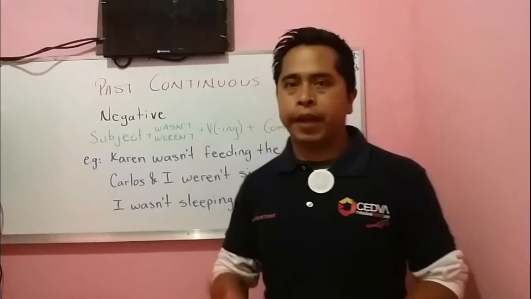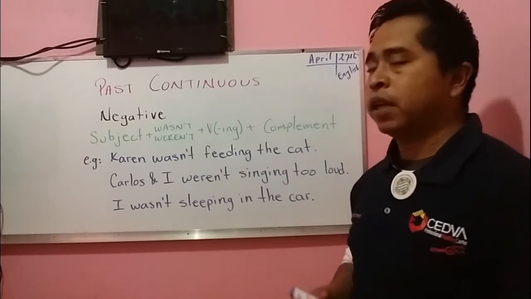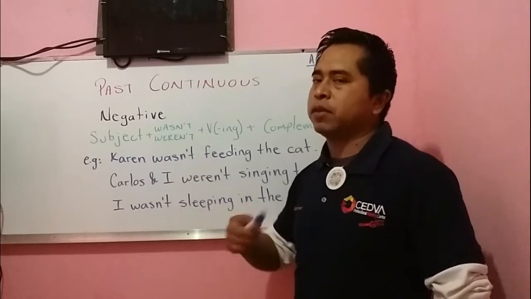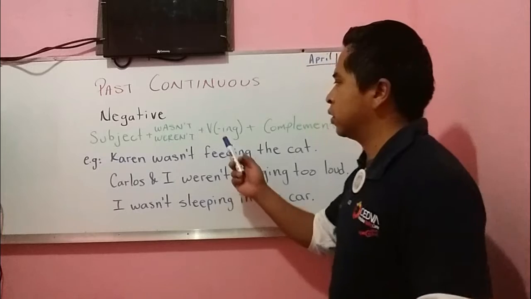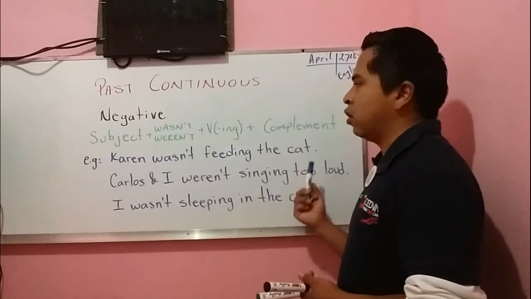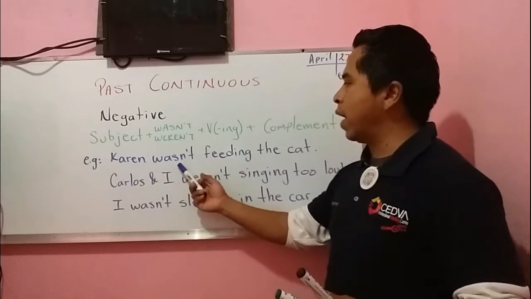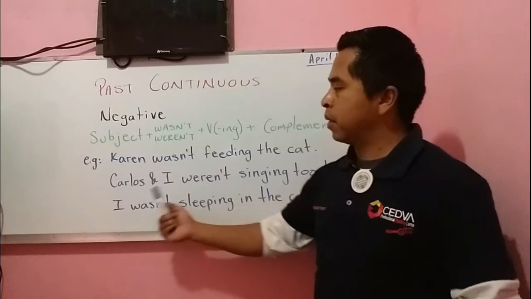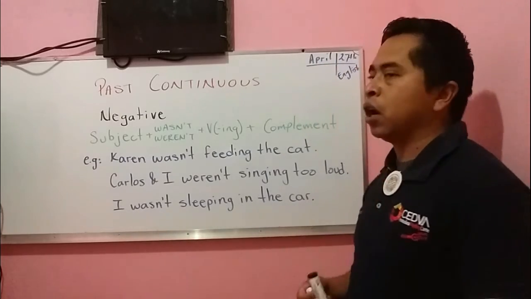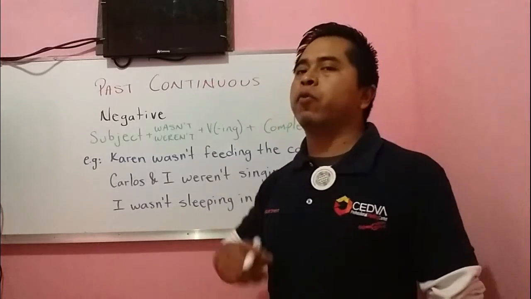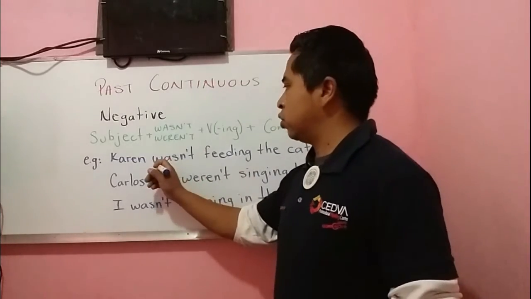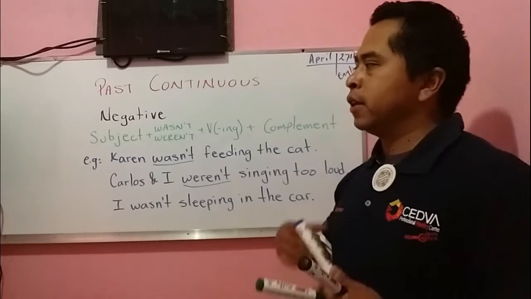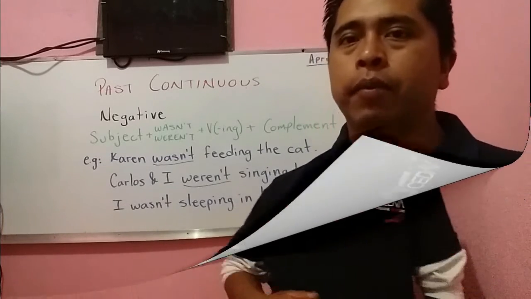Wait a little. Okay, second case, negative sentences. My structure is as it follows. Subject plus wasn't or weren't, which is verb to be in past and in negative, of course. My verb in ing, and my complement. Examples. Karen wasn't feeding the cat. Carlos and I weren't singing too loud. And I wasn't sleeping in the car. Okay? Very important, my friends. Remember that we have to turn the verb to be into negative. So we're going to write wasn't and weren't. Don't forget it, it is very important, okay? So we're missing just one more case, so wait a little, I'm going to explain in a while.